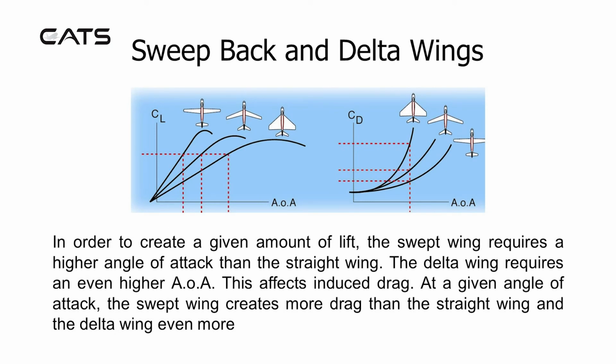Sweepback and delta wings. On the graph on the left, which is CL versus alpha, to create a given amount of lift, the swept wing requires a higher angle of attack than the straight wing. The delta wing requires an even higher angle of attack. On the graph on the right can be seen the effect on induced drag. At a given angle of attack, the swept wing creates more drag than the straight wing, and the delta wing even more.